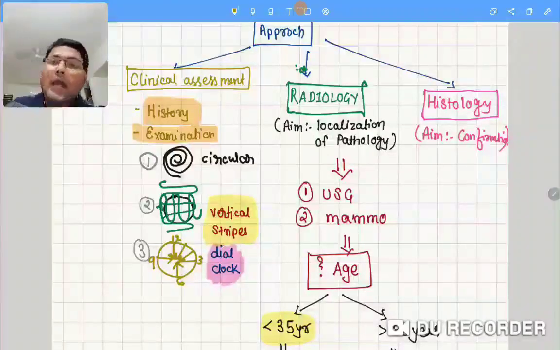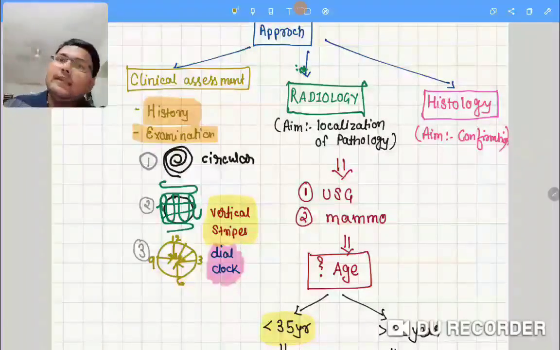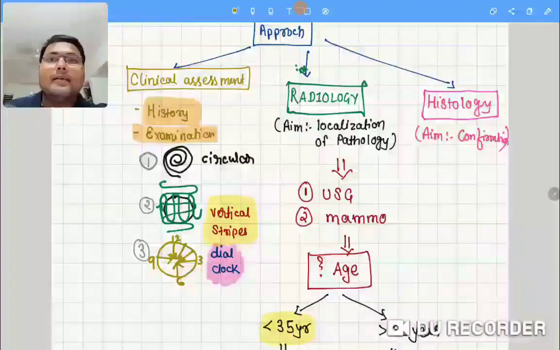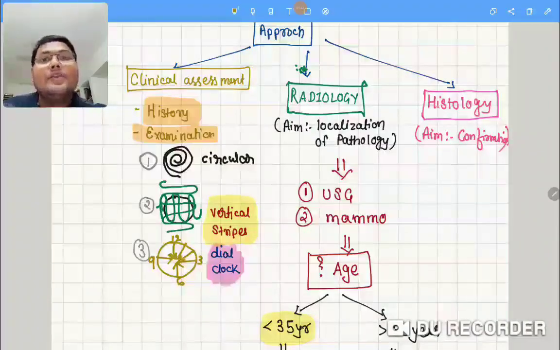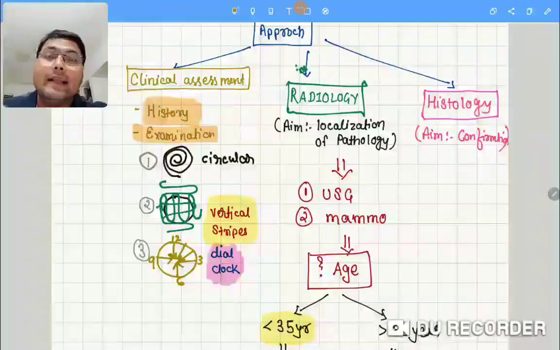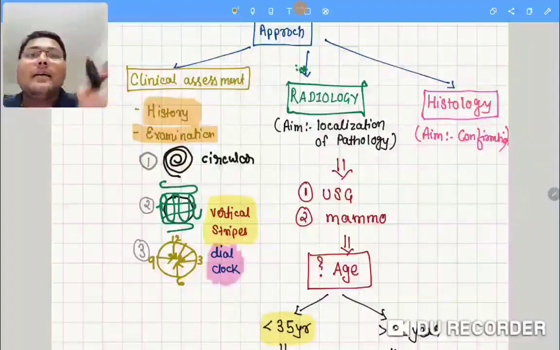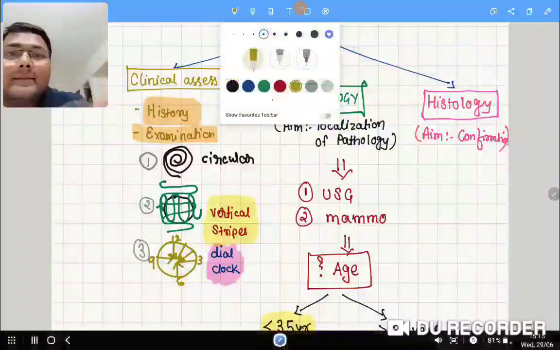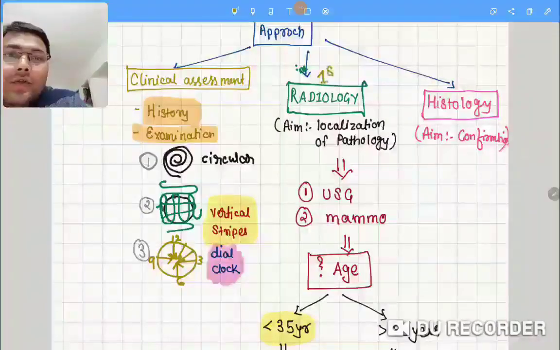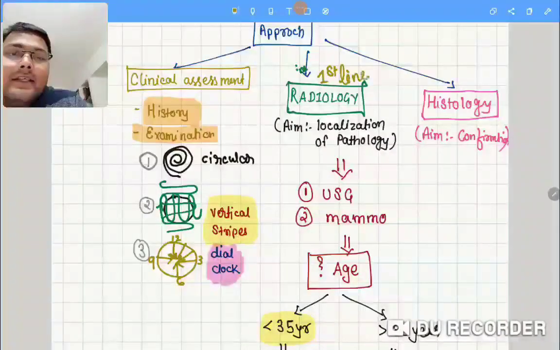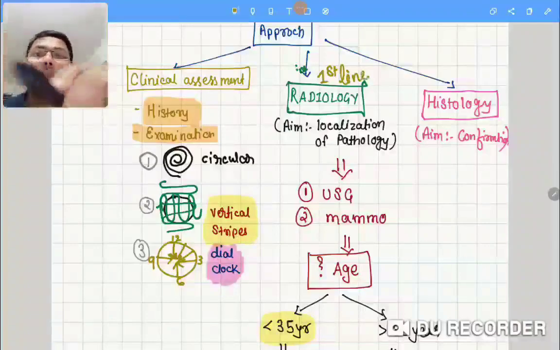For that, you have to localize the pathology. If you have a swelling in the breast on palpation, you have to localize the swelling by a radiological examination first, and then go for a histological examination to prove whether this is a benign or a malignant swelling, right? So the first line investigation for a breast lump is radiology. Always radiology.